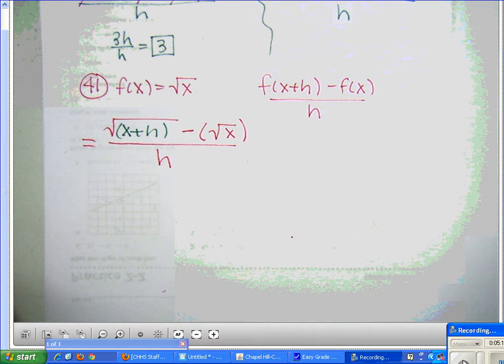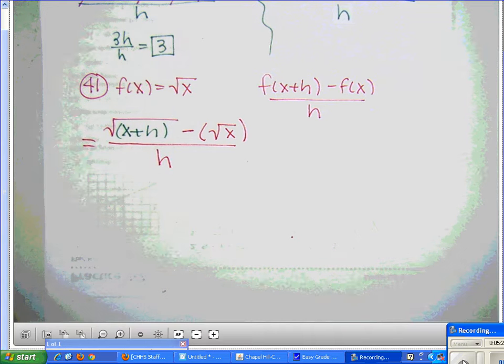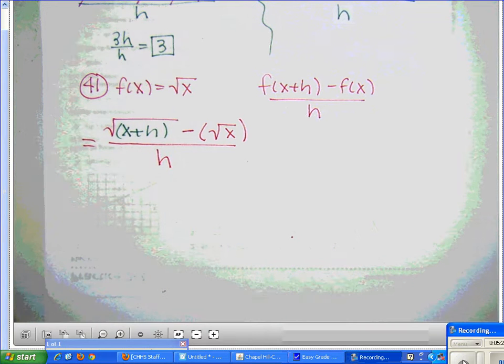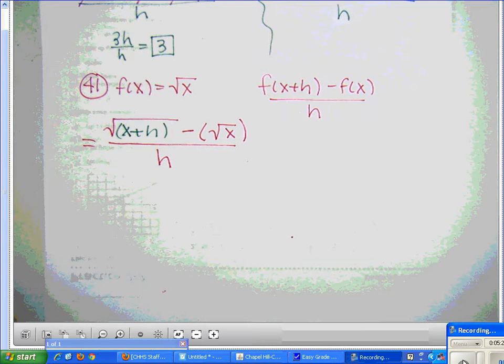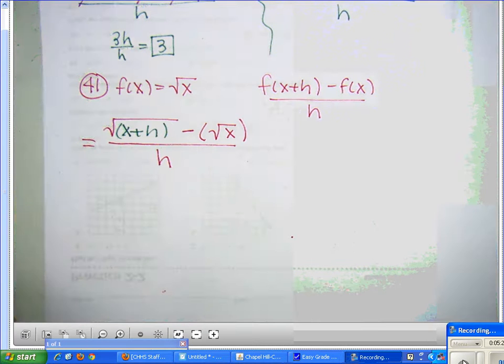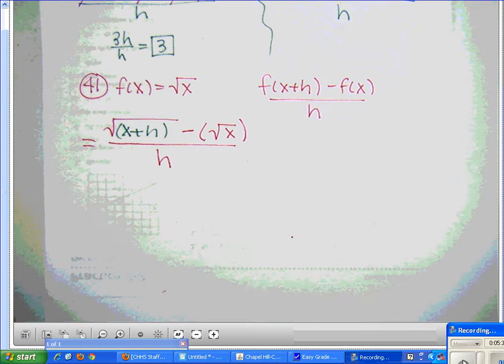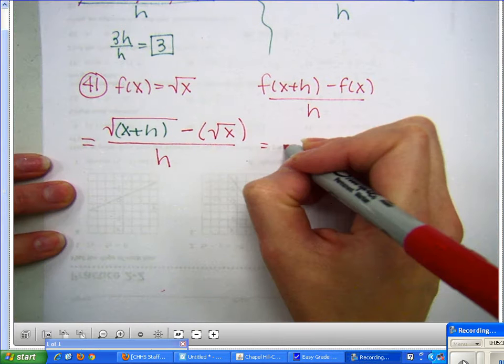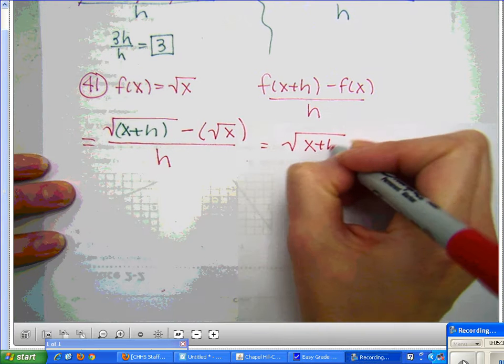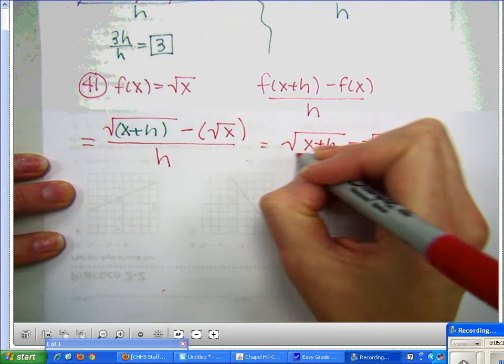So now for this, can I simplify anything here? Is the square root of x plus h minus the square root of x like terms? No, because they don't have the same thing underneath the radical. Therefore, there's nothing that I can simplify here. So my answer would just be the square root of x plus h minus the square root of x all divided by h.